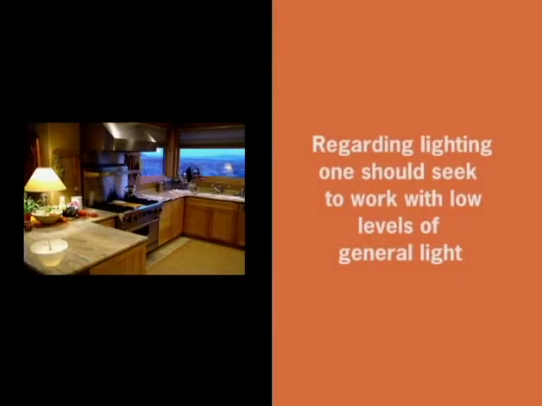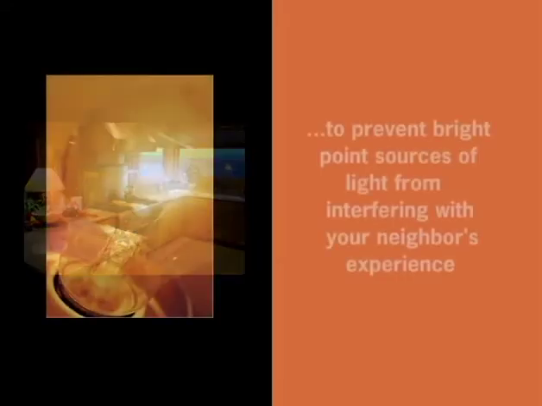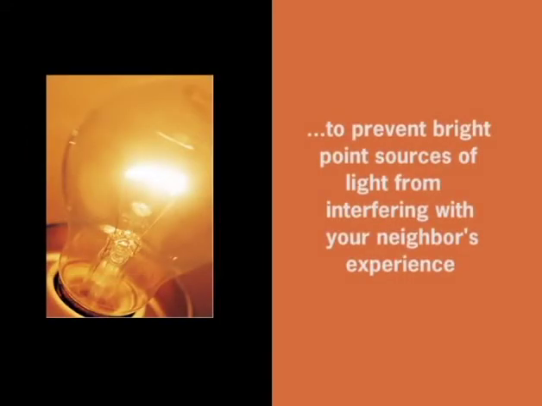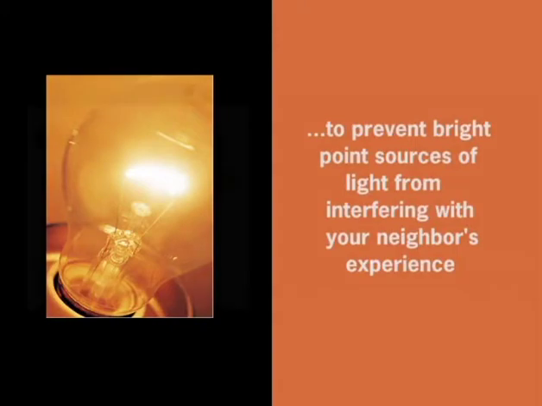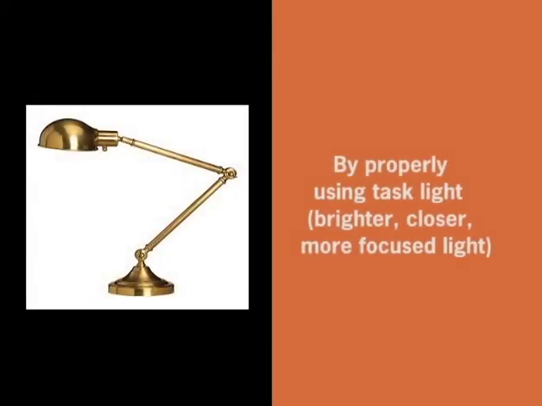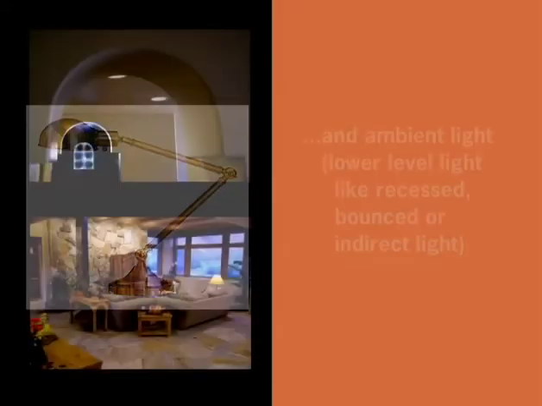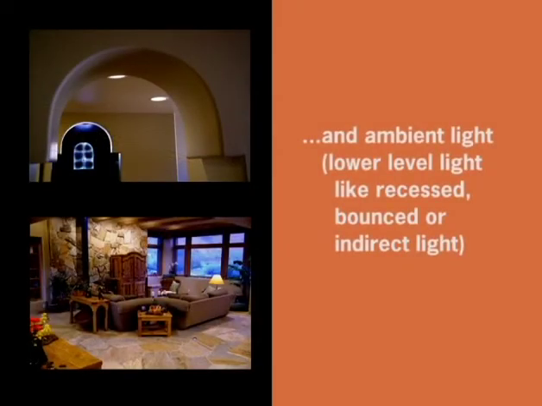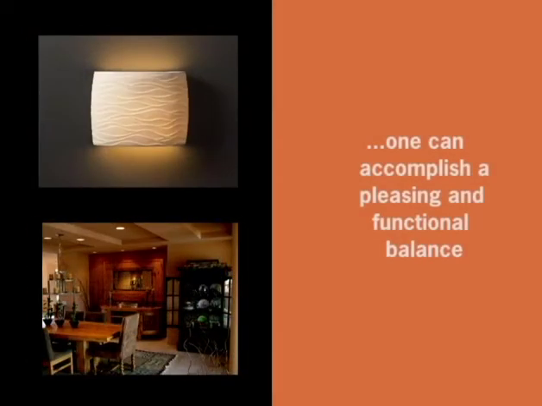In terms of interior space, there are some restrictions on lighting. One should seek to work with low levels of general light to prevent bright point sources of light from interfering with your neighbor's experience. By properly using task light, which is brighter, closer, more focused light, and ambient light, which is lower level, more general light like recessed lighting, bounce light, or indirect light, one can accomplish a pleasing and functional balance.